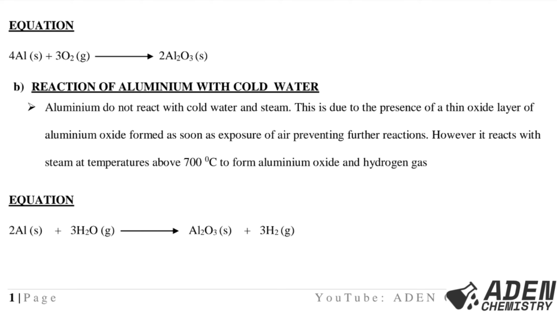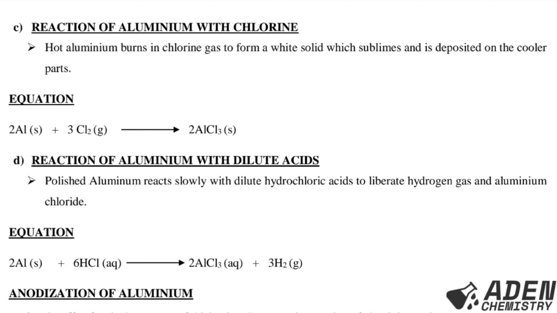So let's see the reaction. 2 moles of aluminum solid reacting with 3 moles of steam, which is a gas, we are going to get 1 mole of aluminum oxide solid and also 3 moles of hydrogen gas. Remember, when a metal reacts with steam, the products are metal oxide and hydrogen gas. Let's go to the third chemical property of aluminum, the reaction of aluminum with chlorine.